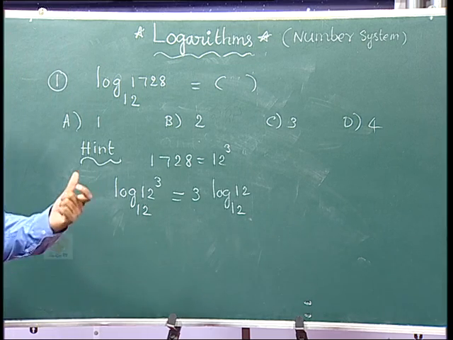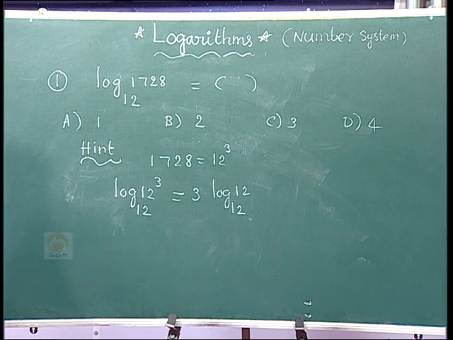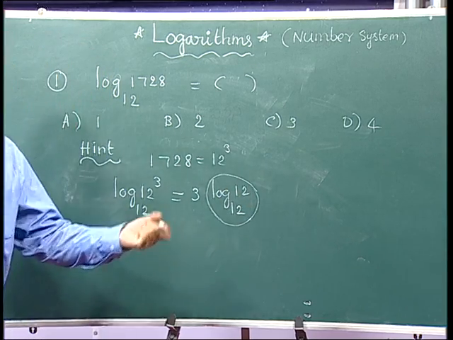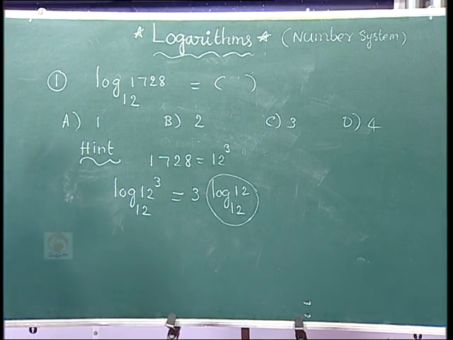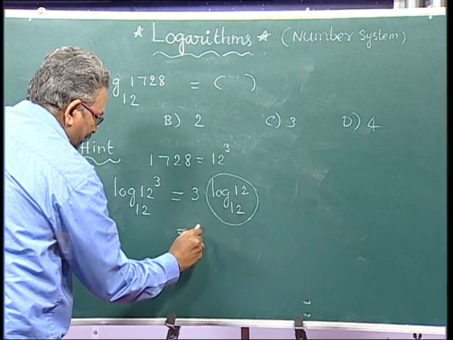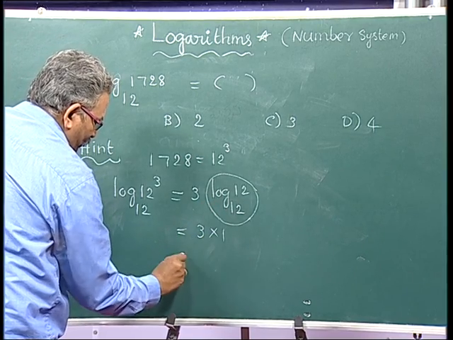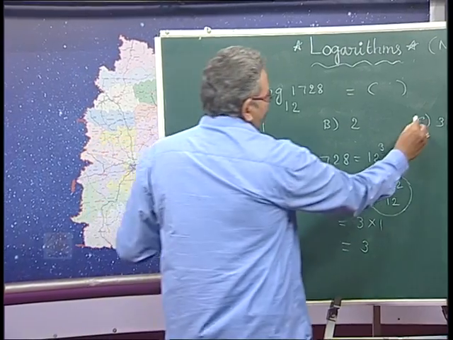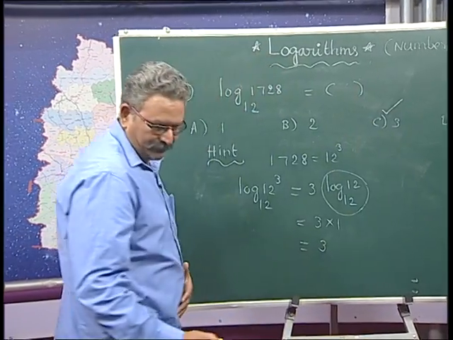Do you expect what is log 12 base 12? Yes, log 12 base 12 is in the form of log a to the base a. So, it is 1, we get 3 times 1. So, 3, which is the right option. Yes, C will be the right option.